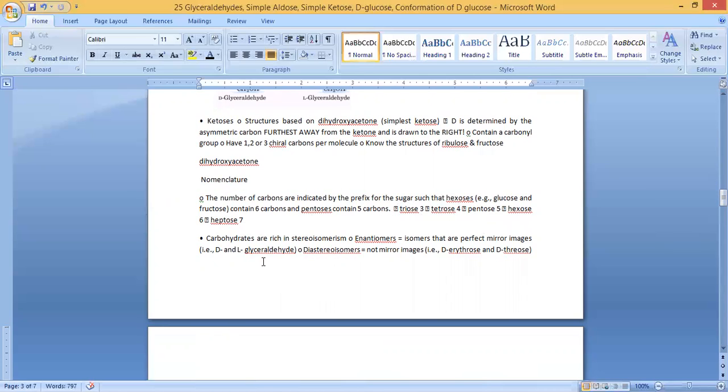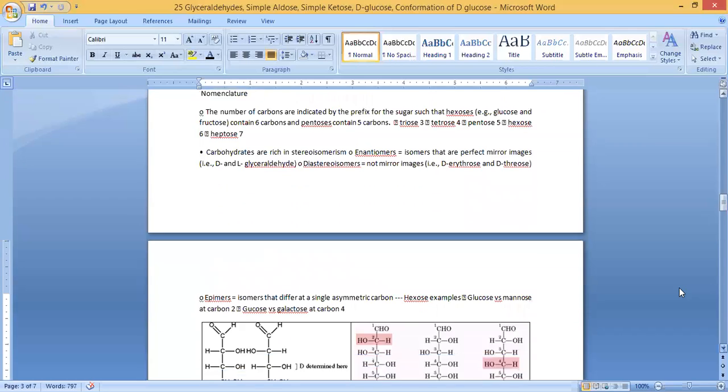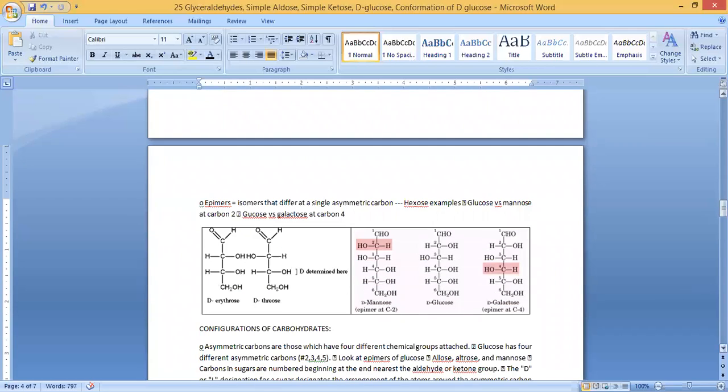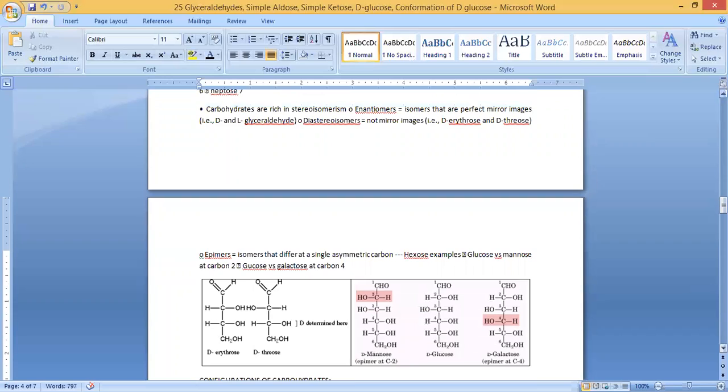Carbohydrates are rich in stereoisomerism, which means they have stereoisomers like the enantiomers, epimers, and diastereomers. So what are enantiomers? Isomers that are perfect mirror images. If mirror image compounds are there, they are known as enantiomers. Like D and L glyceraldehyde is an example of enantiomers. So D-glyceraldehyde and L-glyceraldehyde are enantiomers of each other.